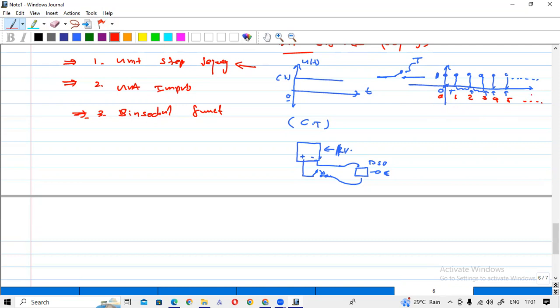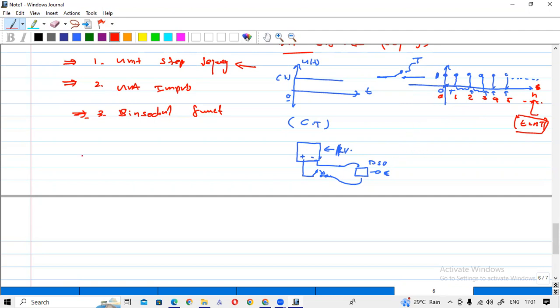Normally, instead of time, we take this n, the number of the sample. But this n is also related to the time t. So this n is also a time value, but normally we don't refer to the time; we just take the sample number. So this is the unit step sequence. So you have ones.